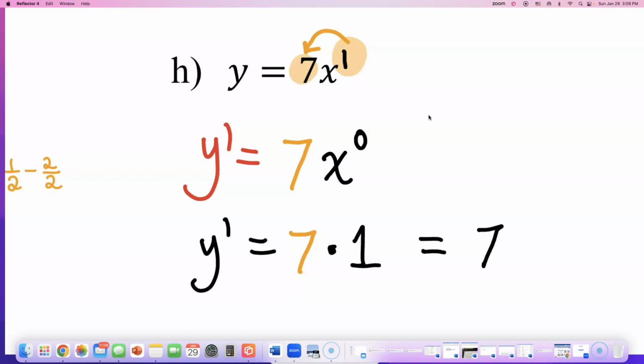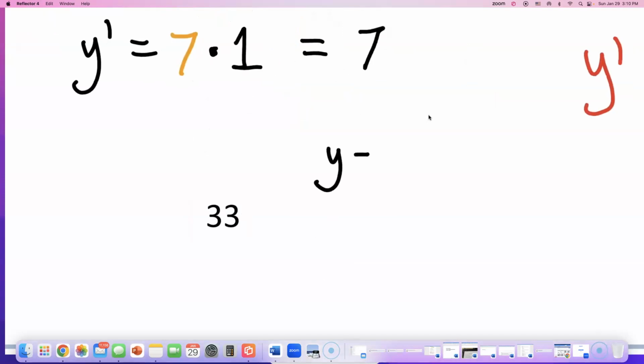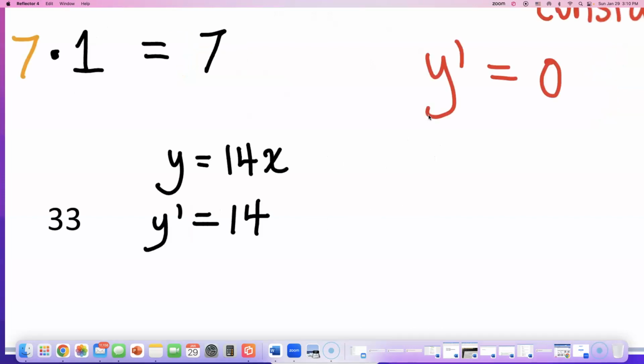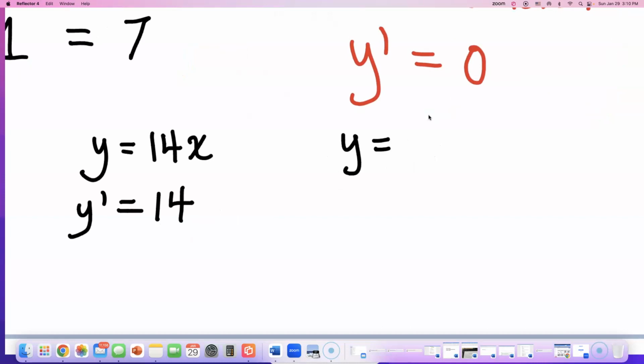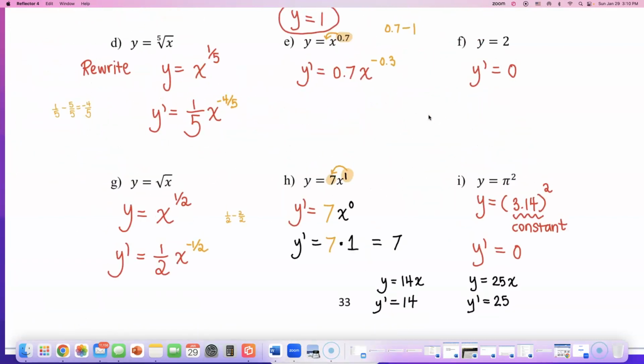So I'm making this long, but hopefully you see the pattern here. Let's say y equals 14x. The derivative of this will just be 14, okay? If you see y equals 25x, I'm just making stuff up, then y prime is equal to what? Just 25. If it's a linear function, the derivative will just be that leading coefficient. Okay, you'll see a whole bunch of patterns as you do more problems using the power rule.